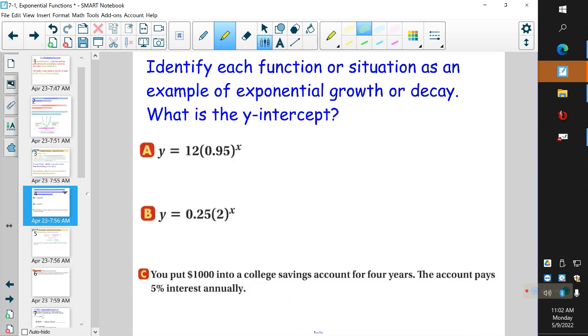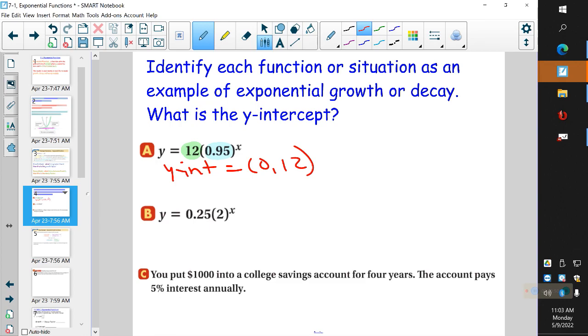Example. Identify each function or situation as an example of an exponential growth or decay. These are just like problems 1 through 4 on tonight's homework. So the very first thing your brain wants to highlight is your a value. Your a value is greater than 1. What is happening to this thing? This thing is going to be growing, and our y-intercept is going to be the point (0, 12).